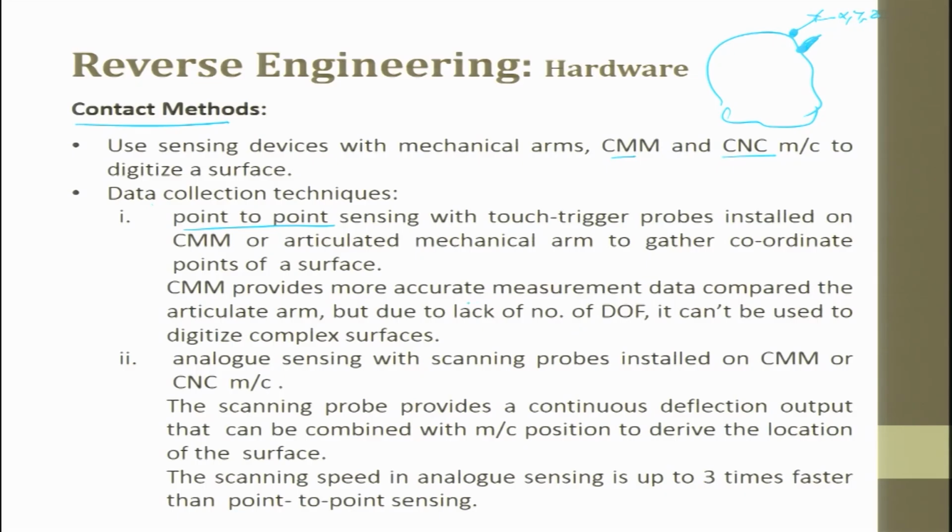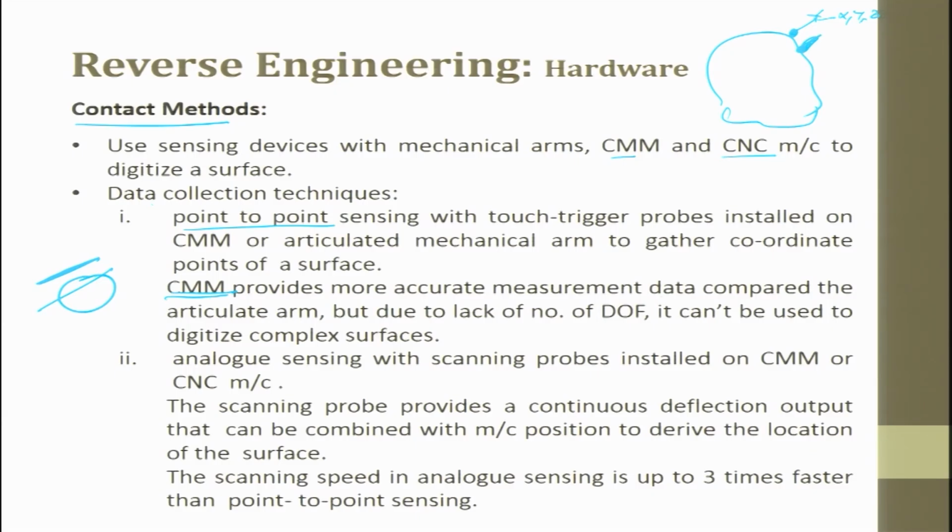The CMM provides more accurate measurement data compared to the articulated arm, but due to the lack of degrees of freedom, it cannot be used to digitize complex surfaces. CMMs are very commonly used for engineered products, wherein the features can be divided into a line and a circle, or a line and an arc or a curve. So, if I can digitize a very complex figure into a set of lines and a set of curves, then by using a CMM I can easily measure those data.